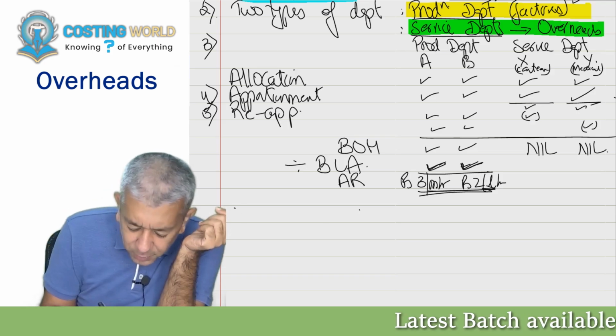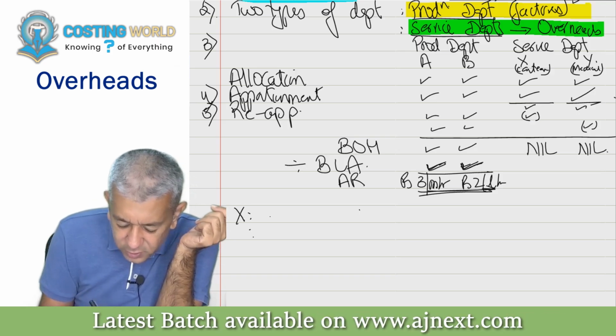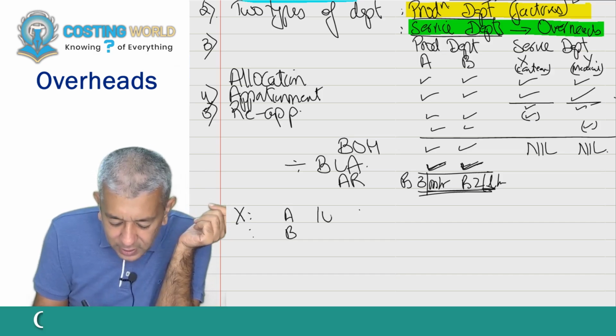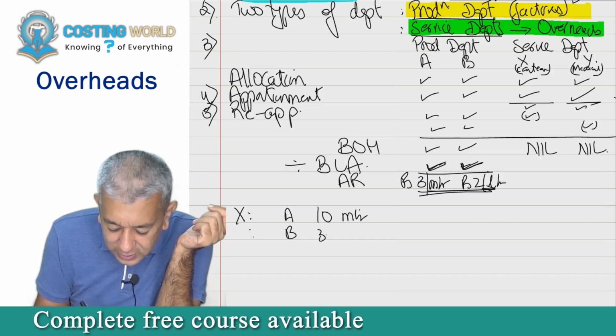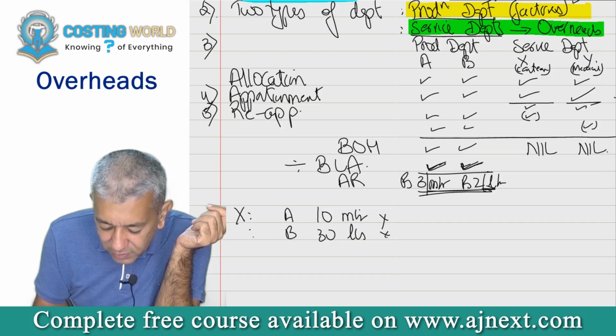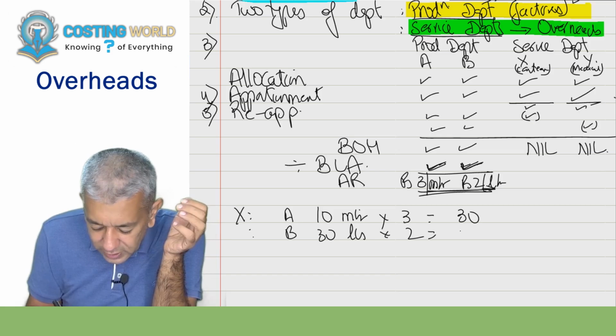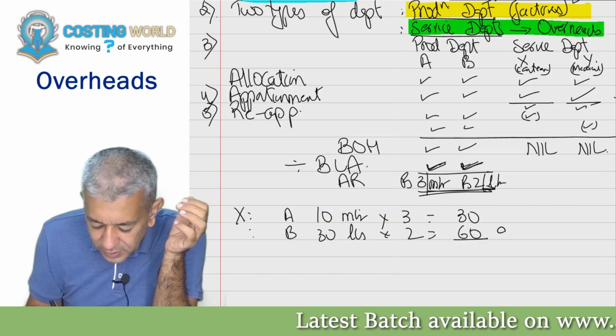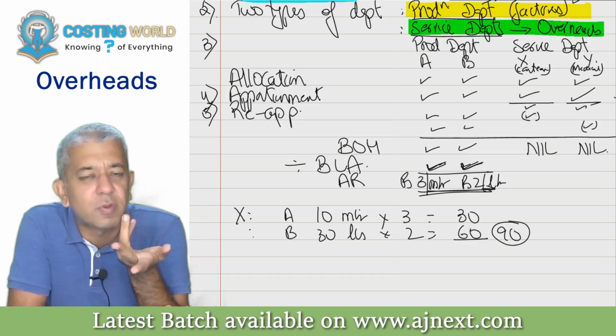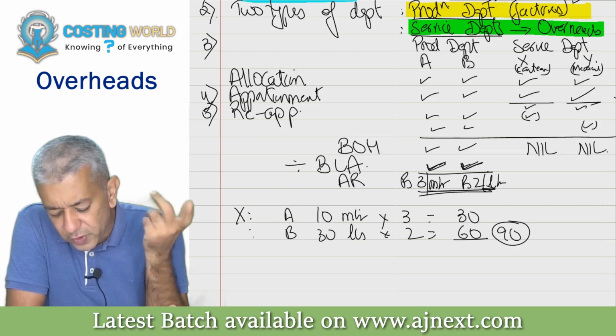Example, one of our products in this case was product X. First of all, it goes inside department A, then it goes inside department B. Here it takes 10 machine hours, here it takes 30 labor hours to get produced. For every machine hour, charge 3, for every labor hour, charge 2. That's it. So therefore 30 plus 60, in this particular case, total overheads that will be charged will be 90 only. Okay. So this is very easy to do.